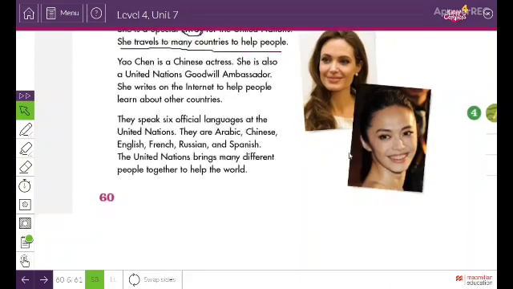And the other one, yeah, her name is Xiao Chen, a Chinese actress, and she is also a United Nations Goodwill Ambassador. What is ambassador? If you don't know ambassador, yeah, ambassador is a person like a representative who is transferred or placed in other countries. In Indonesia, you call it duta besar, yeah.